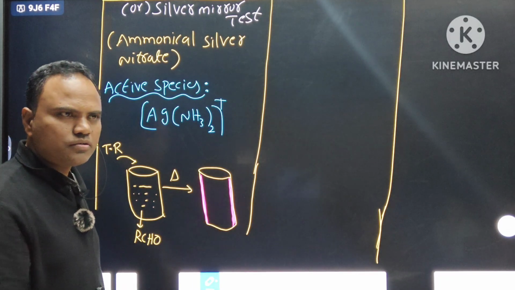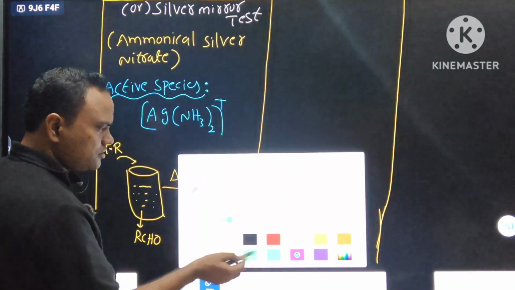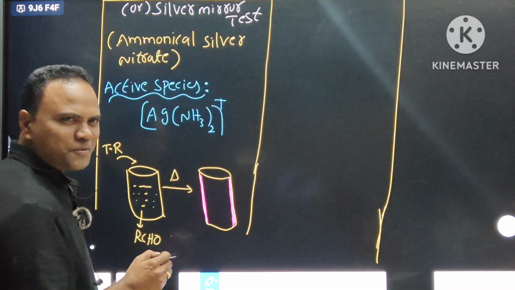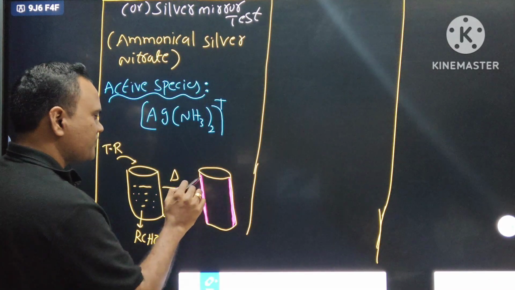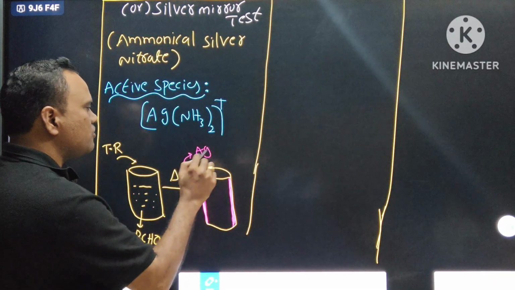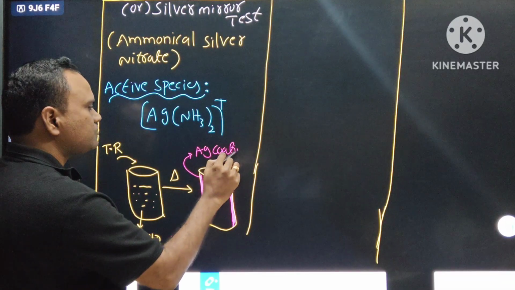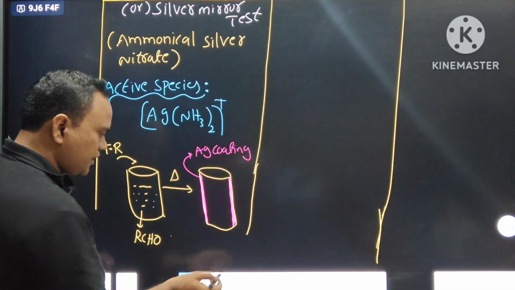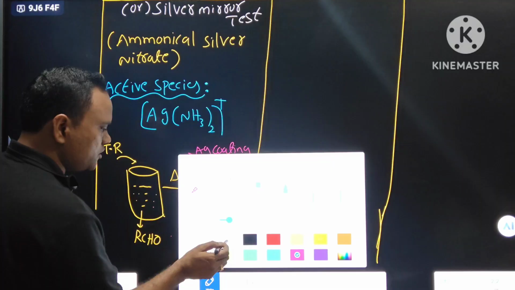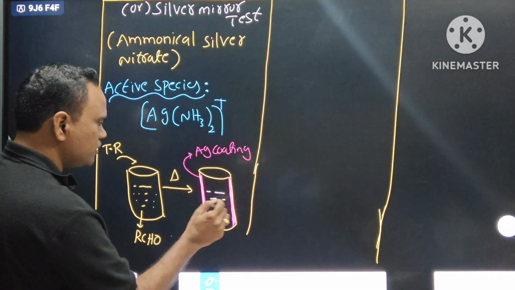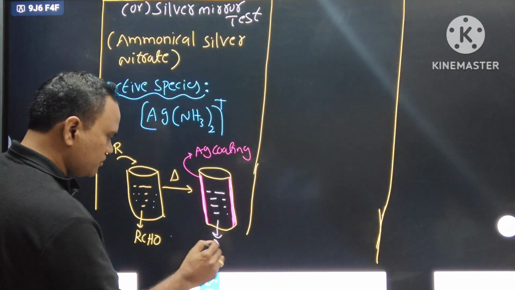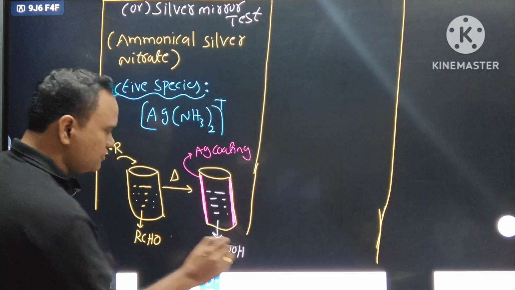You know silver color, but here silver is not there. Ag coating, silver coating. And inside, what is the conversion of this aldehyde? You know already. Tell me. It will convert it to carboxylic acid.